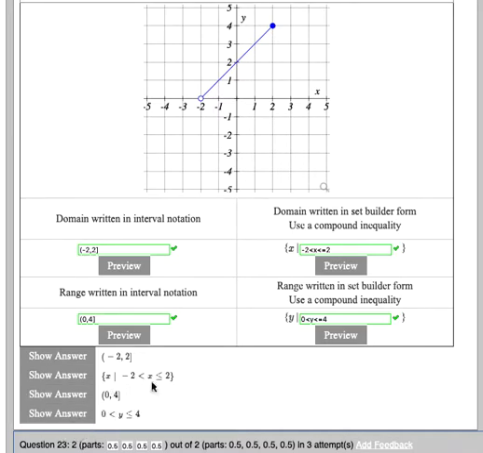There we go. So there's our set builder notation. And what this is saying is -2 is less than x, and then that in turn is going to be less than or equal to 2. So we're describing that interval right there for this one.